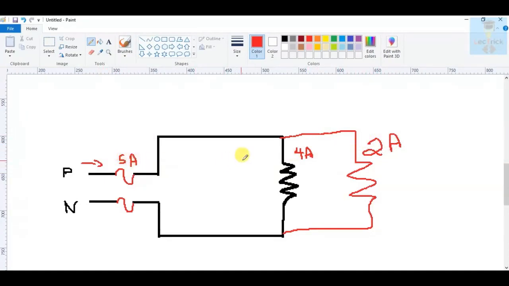By that time, due to overload, the fuse wire will melt, so there is no connectivity between this place and this place. The circuit becomes open, and no current flows here. One more case is when there is a short circuit between phase and neutral without going through the appliances. During that time, the short circuit current will be high, more than its maximum rating, and the fuse will also melt and open.